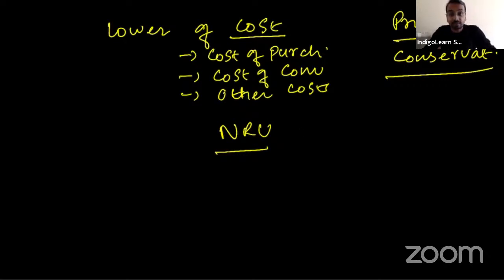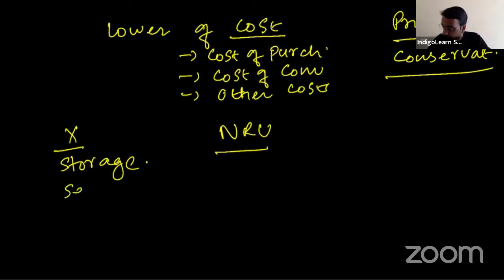Costs incurred after the goods reach our warehouse will be excluded. For example, what will not be included? Storage cost. Why? Because these are the costs after the goods have reached your warehouse. Then you will not include any selling cost. Why? Because these are the costs related to sales and not related to purchases.